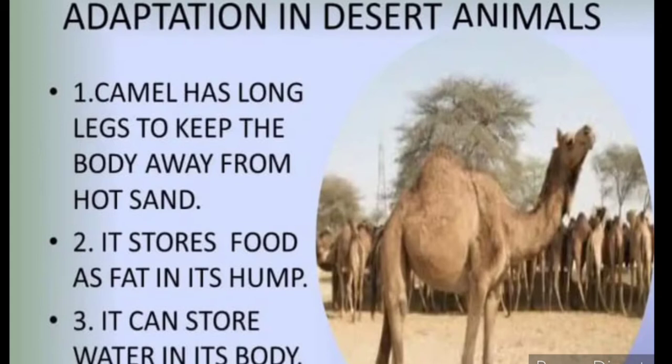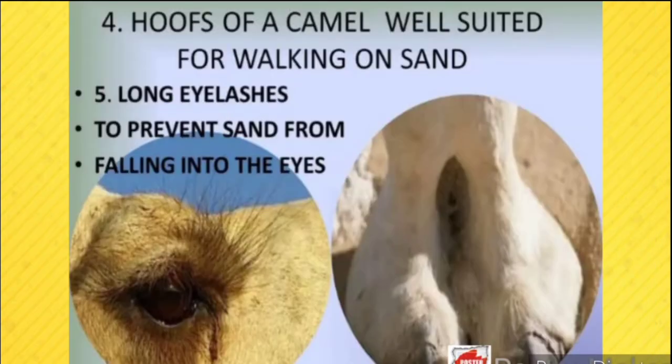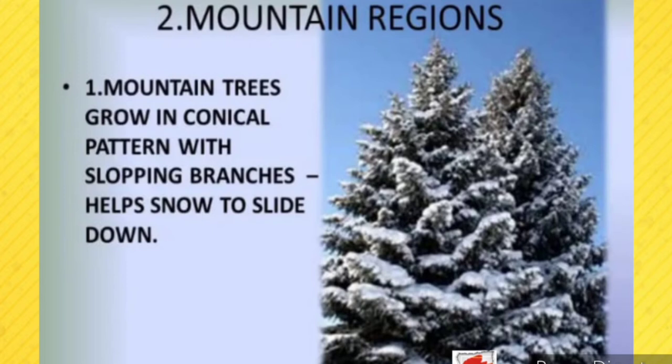The camel has long legs to keep the body away from hot sand. It stores food as fat in its hump. It can store water in its body. Then the hooves of the camel are well suited for walking on sand. It has long eyelashes which prevent the sand from falling into its eyes. So, if we see both the plants and animals, both have characteristics which suit survival in the desert area. Next, we come to the mountain regions.